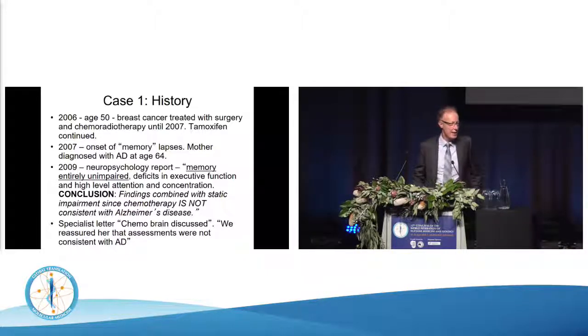So, first case, a 50-year-old woman with breast cancer treated with surgery and chemotherapy, continuing on tamoxifen, started noting memory lapses, important family history that her mother had Alzheimer's disease diagnosed at the age of 64. She came to medical attention and in 2009 saw a neuropsychologist who said that her memory was entirely unimpaired, but there were some deficits in executive function, high-level attention and concentration. Conclusion, findings combined with a static impairment since chemotherapy is not consistent with Alzheimer's disease.